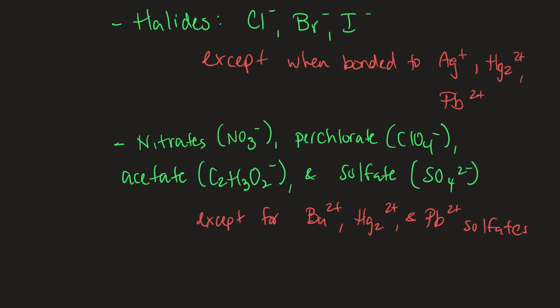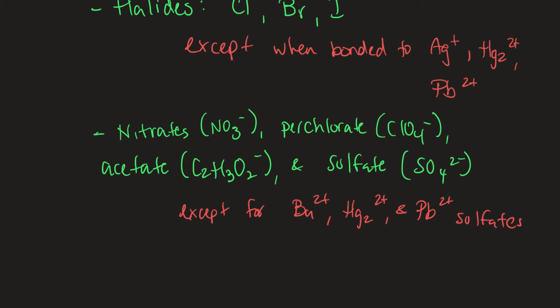Now, lastly, on the bottom side, we're looking at polyatomic ions or anions that are soluble in water. That means it will not create a solid. So we have nitrates here. Anything with nitrate is soluble. Anything with a perchlorate is soluble. Anything with an acetate is soluble. And then sulfate, but it comes with some exceptions.